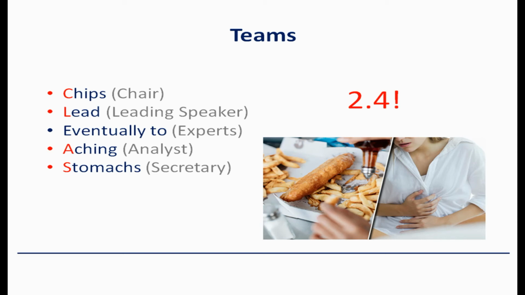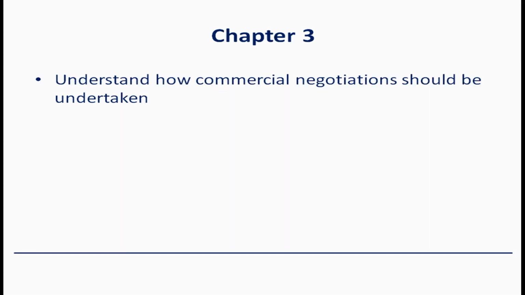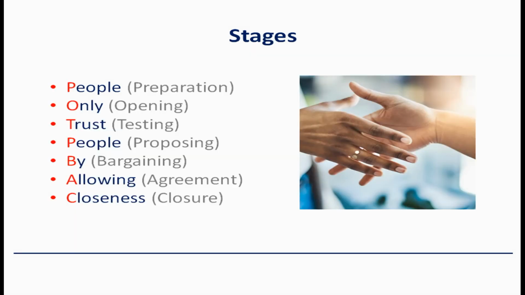Finally, we move on to Chapter 3. This chapter focuses on the process of negotiation and the skills used to achieve outcomes. The student will be expected to know the stages of negotiation. Once again, we can use a mnemonic to remember each stage: preparation, opening, testing, proposing, bargaining, agreement, and closure. Mind maps can be used to expand on each stage.